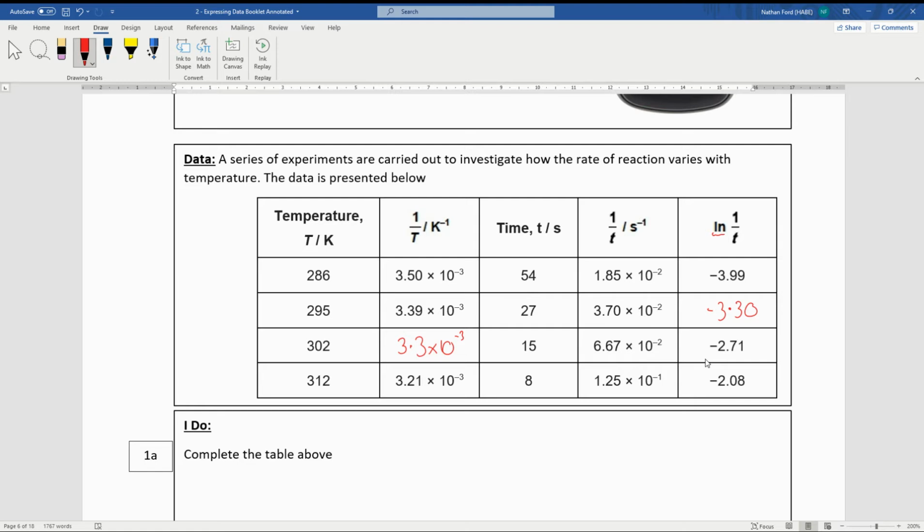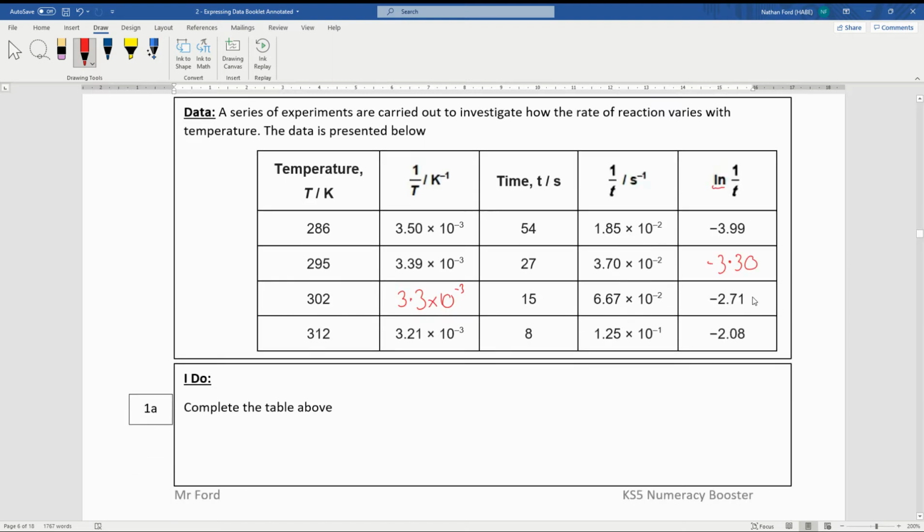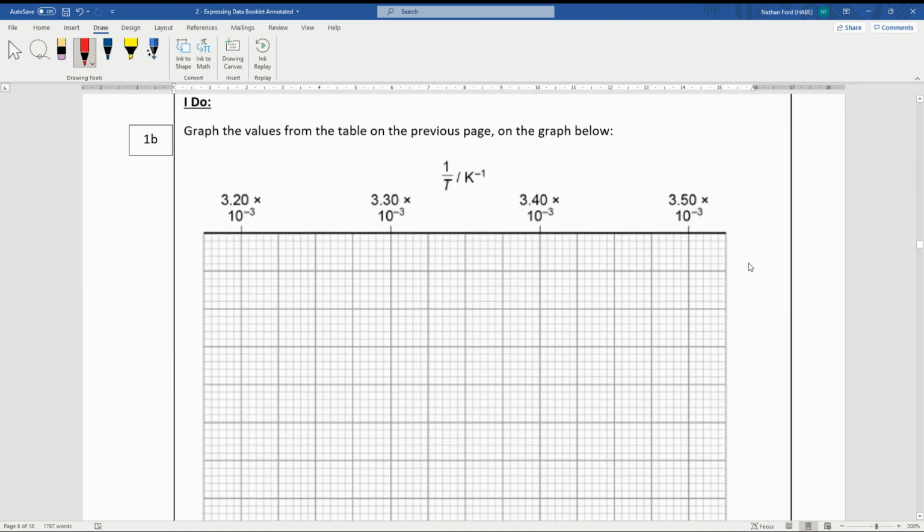Okay, so now we have our values. It doesn't change what you're going to do. We've completed our table, but now we're just going to put this on a graph. I'll show you why we need to do this on the next slide. So as we come down here, it says graph the values on the table on the previous page on the graph below. Now on the actual question, it will tell you that it wants the y-axis as natural log of 1 on t. So this is going to be the y-axis.